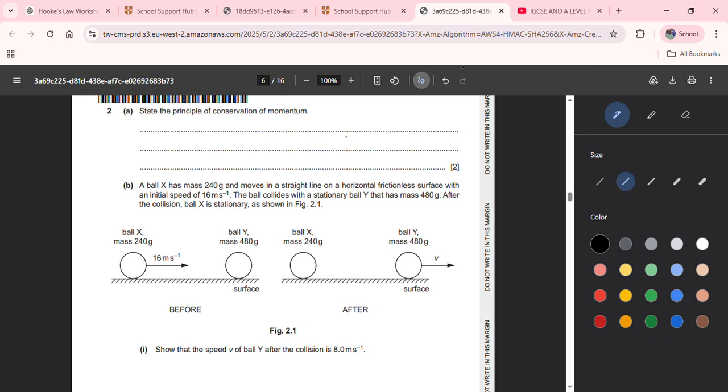Okay, welcome back to the problem solving of the questions from the past paper of the CIE for A level about the momentum.